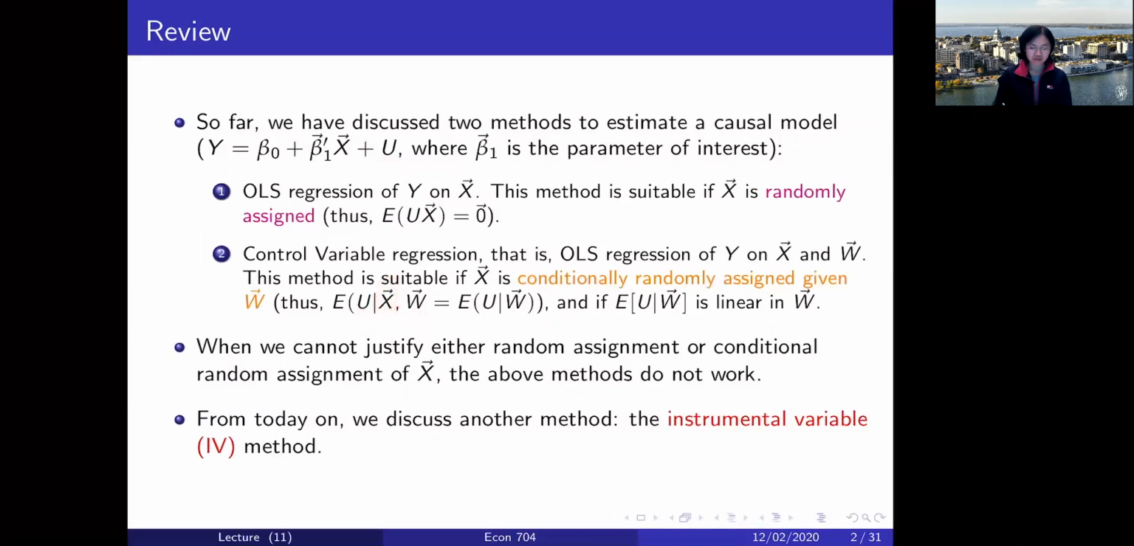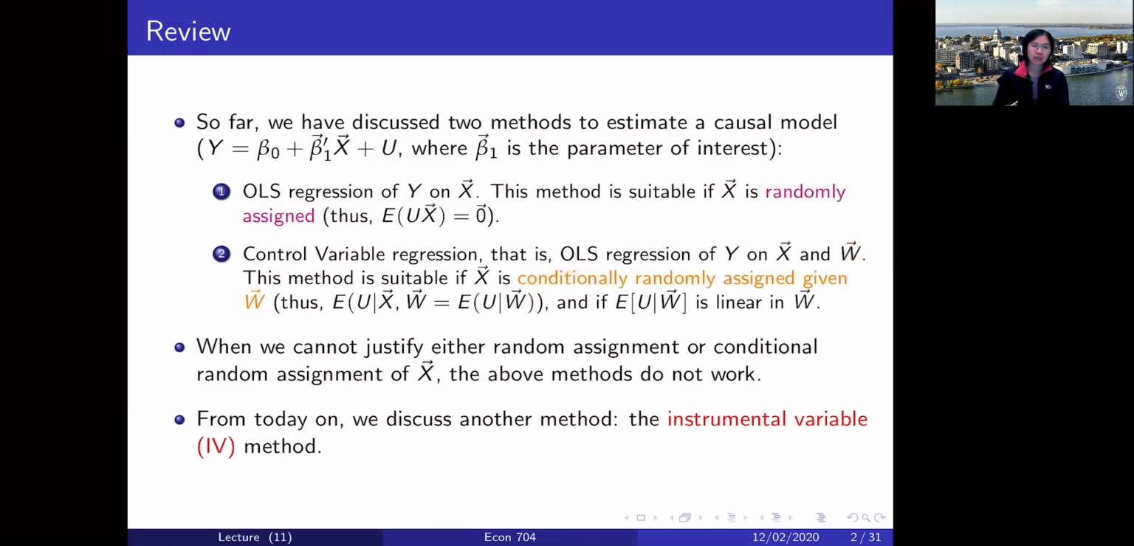And if we also assume E[U given W] to be linear, then the control variable regression, that is the OLS regression of y on x and the control variable W, will give us a consistent estimator for the causal effect beta 1. So we talked about two approaches: OLS regression of y on x, which is suitable when x itself is randomly assigned, and control variable regression, which is when you add the control variables to the OLS regression.